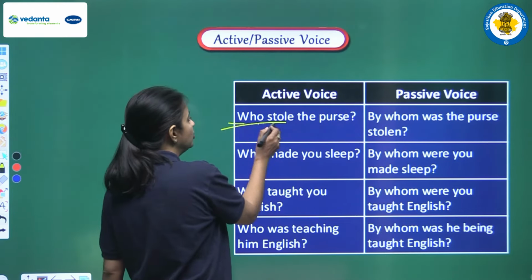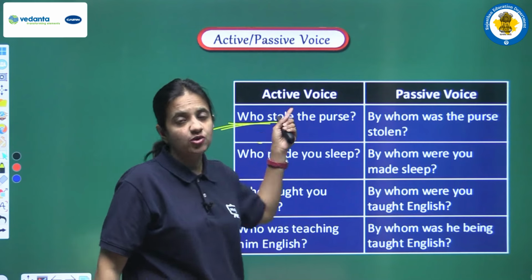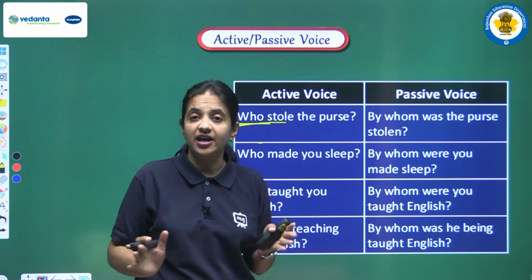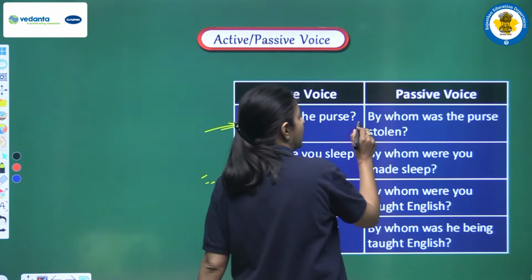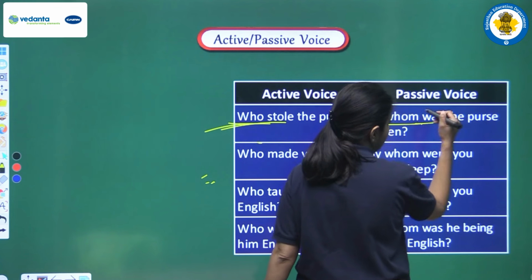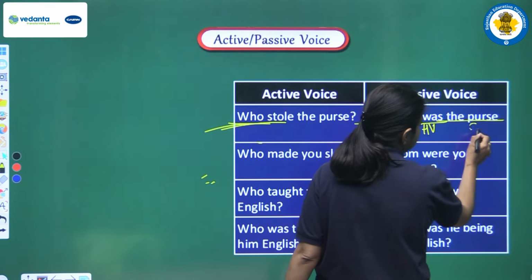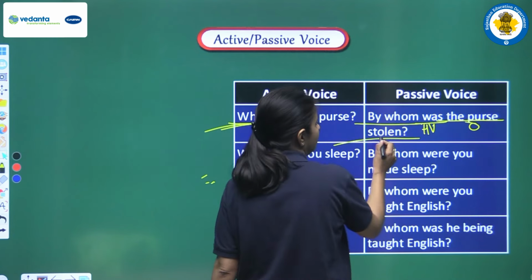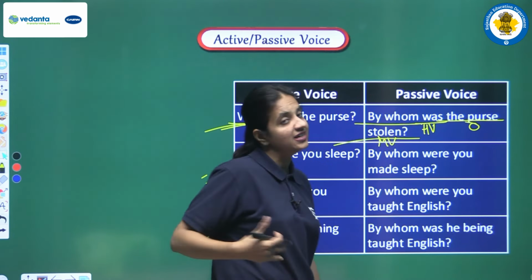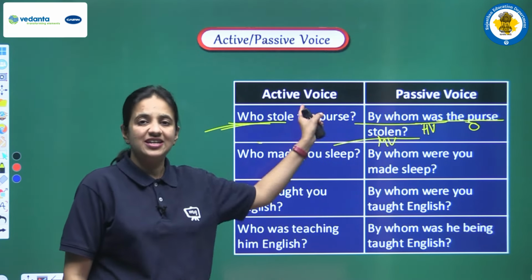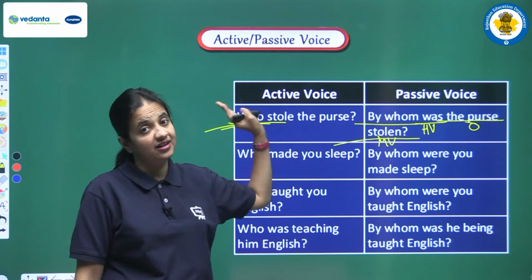So according to the rule that we have discussed, "who" will be converted into "by whom". So first of all we will write "by whom". After that we write "was", that is the helping verb, then "the purse", that is the object, and then there will be the main verb, or we can say the third form of the main verb. So yes, this is the structure, and learn it very carefully.